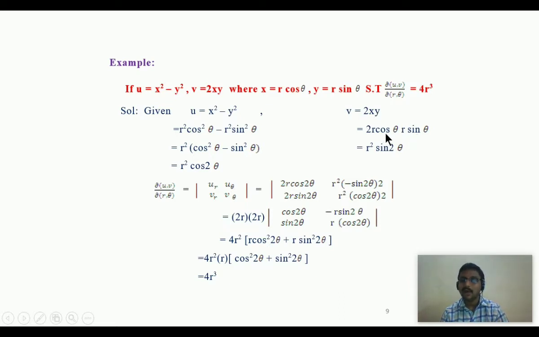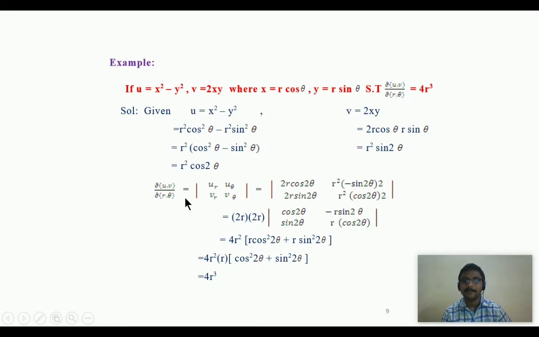That is 2 r cos theta into r sin theta, 2 r square cos theta sin theta. Now taking out r square, 2 cos theta sin theta is sin 2 theta. Thus clearly u and v are now in terms of r, theta. Now we can evaluate dou of (u, v) by dou of (r, theta), that is the Jacobian of (u, v) with respect to (r, theta).